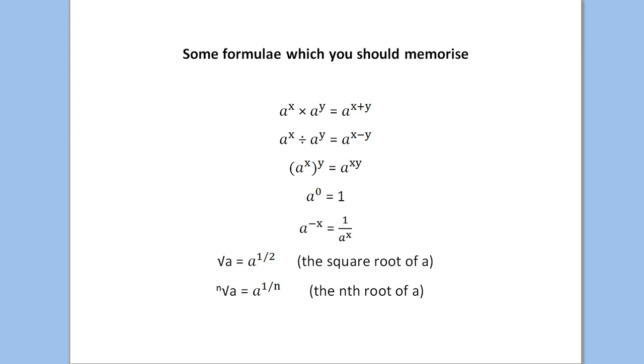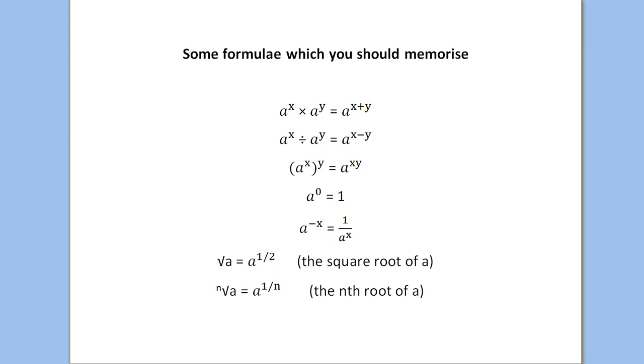A to the x all to the power of y, we just multiply the powers together, and that equals a to the xy. A to the 0 equals 1. We already proved that. We're assuming a is not 0. A to the minus x equals 1 over a to the x. We just proved that as well. And we're assuming a to the x is not 0.